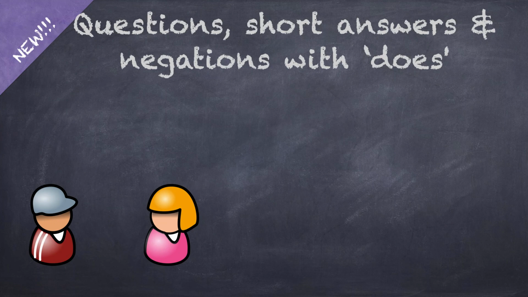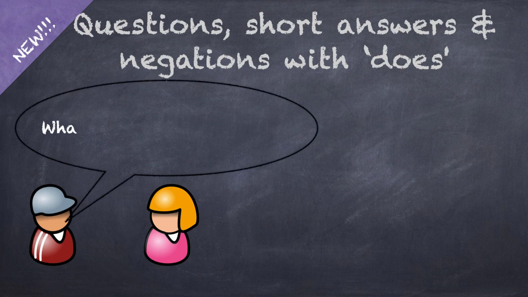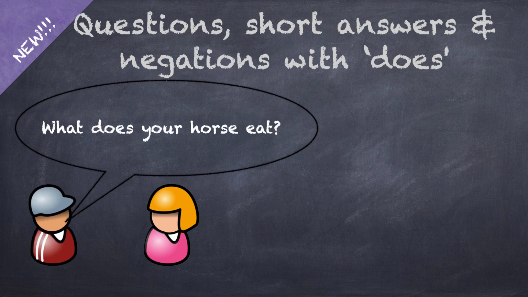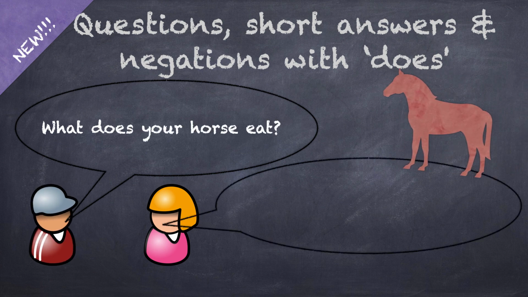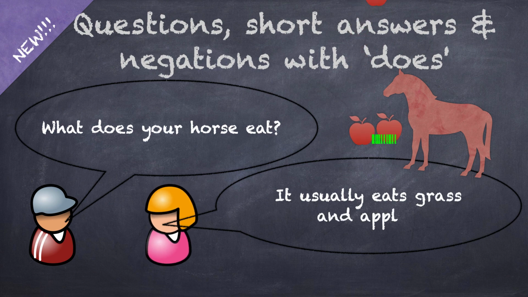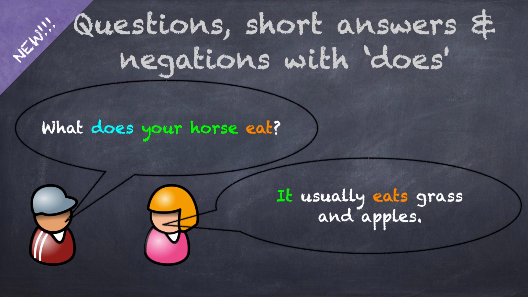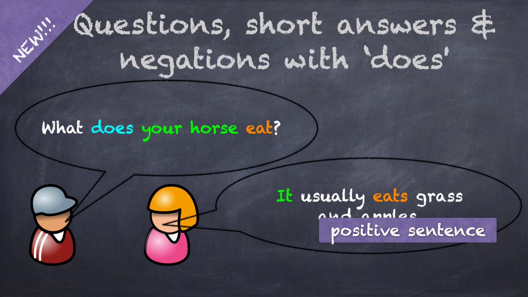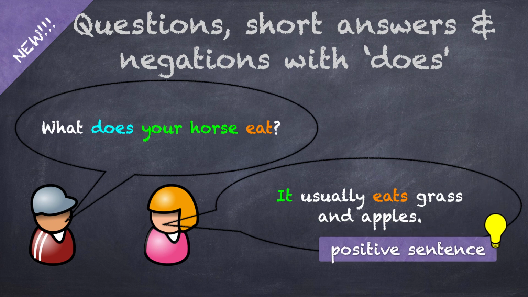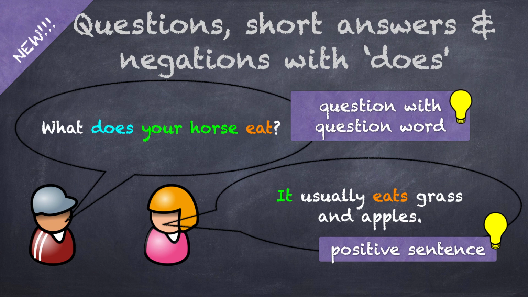Let's look at one last example, this time with the pronoun it. What does your horse eat? It usually eats grass and apples. Here you can see again that in a positive sentence the s comes at the end of the main verb, but in the question, this time with a question word, the main verb eat doesn't need the s.